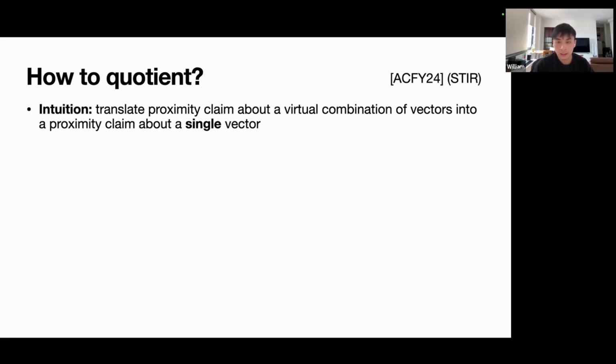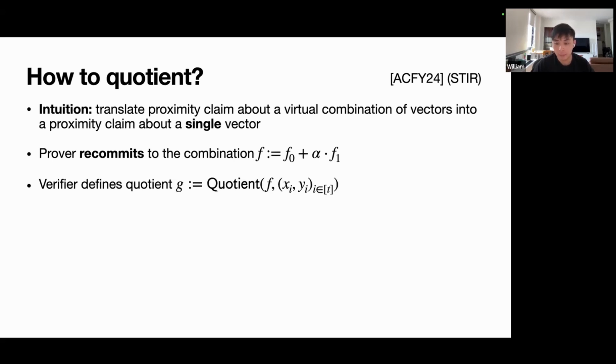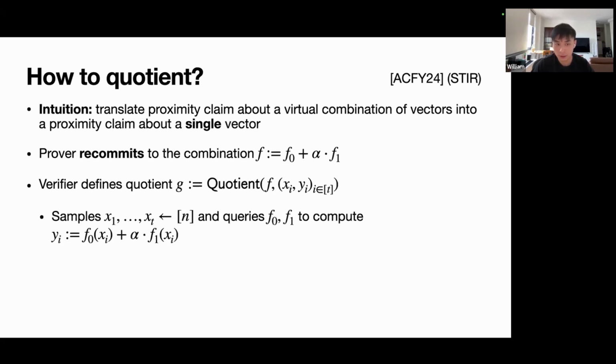So the idea is that the prover is going to actually recommit to this random combination f. And then the verifier is now going to quotient f by some points xi, yi to define the new instance. And these points, the xi, are obtained by randomly sampling locations in the vector. And then the verifier actually queries f0 and f1 to compute what yi should be. Okay. And the output claim is that this new quotient g is going to be delta close to the code.